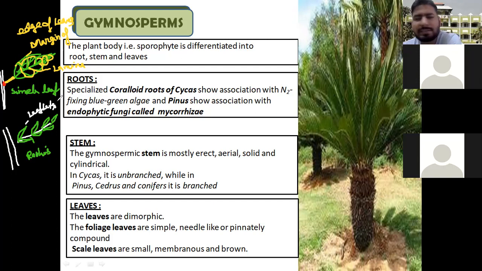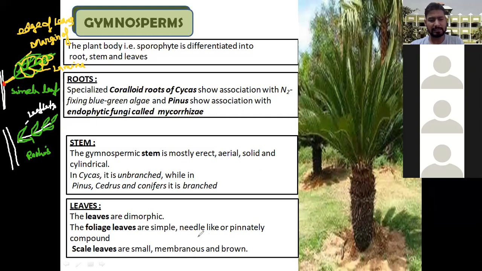Clear? Simple leaf, you have to see in Ficus religiosa, peepal. Ficus religiosa leaf is the simple leaf. Pinnately compound or palmately compound leaf, for example neem, Azadirachta indica. Clear? If you look at this neem, it has pinnately compound leaves. So this structure is known as the pinnately compound leaf.